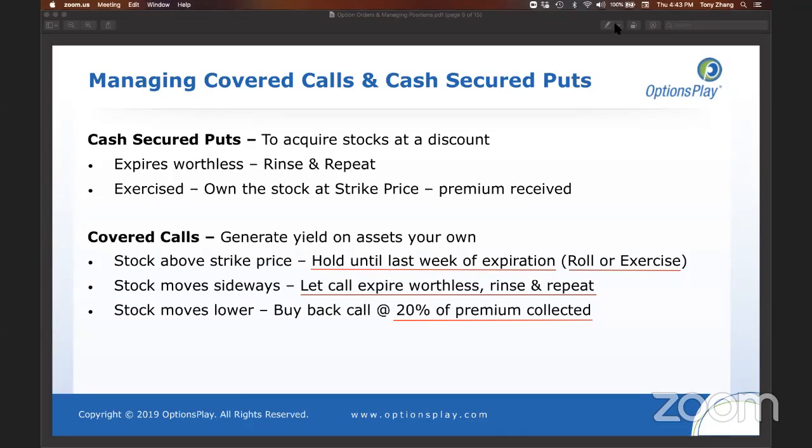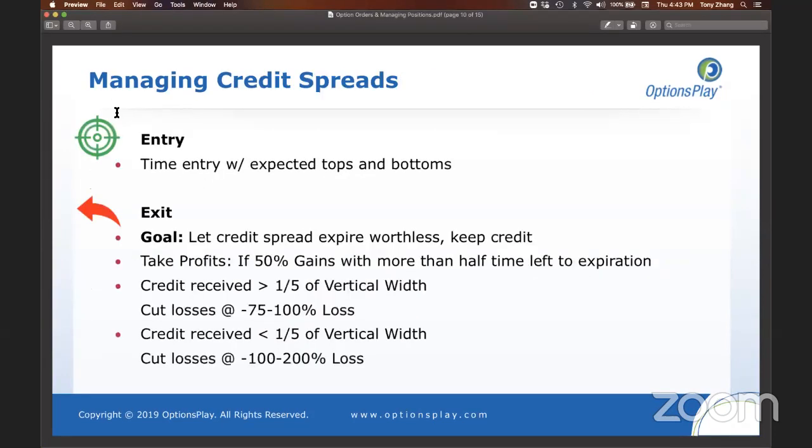That is the only time, in my opinion, that it makes sense to do anything early with respect to a covered call. So that is something that I do cover specifically in both the cash secured put and the covered call webinars. So if you want to learn more about these strategies and about managing them, please take the time to take a look at some of those webinars.